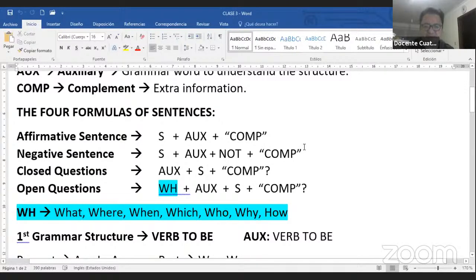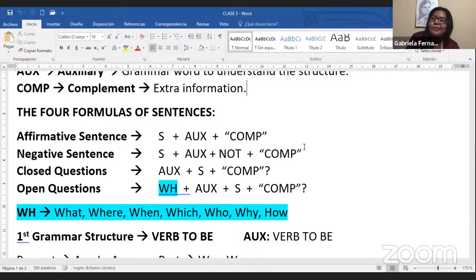Let's see, Gabby, which is the formula for the affirmative sentences? Subject, auxiliary, and complement. Exactly, the same general structure. Liber, which is the formula for the negative sentence? Liber, the formula for the negative sentence. Her signal is not really well.